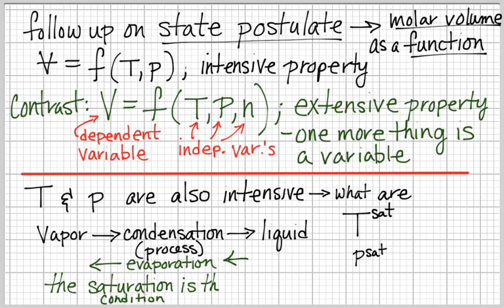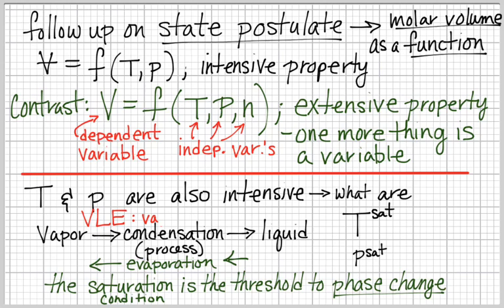So, saturation condition is a threshold to phase change. It's another way of looking at it. Saturation is a threshold to phase change. And that phase change threshold in thermodynamics, when we're talking about vapor and liquid, would be called the vapor-liquid equilibrium. And there it is again. Tsat and Psat represent the boiling point for the vapor-liquid equilibrium.